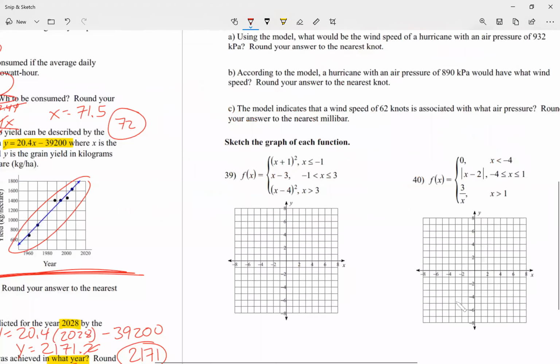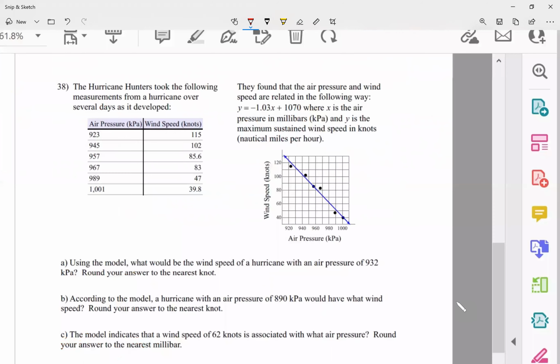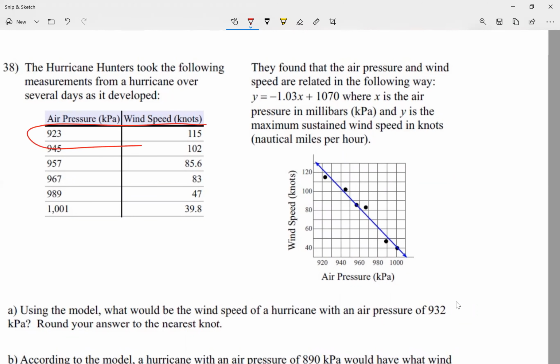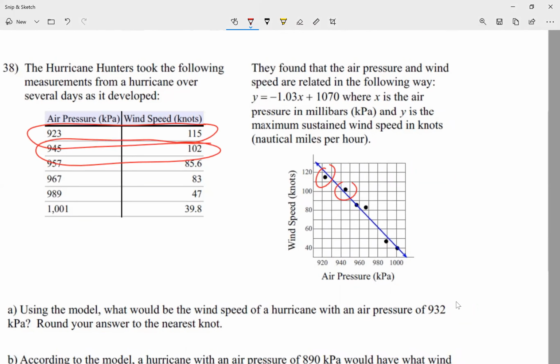All right, my last example for today, let's take a look at question number 38. The hurricane hunters took the following measurements from a hurricane over several days as it developed. Something about air pressure and wind speed, right? The wind speed we measured in knots. That's the measurement we use for the speed. And when it comes to air pressure, KPA, that's basically air pressure in millibars. So each piece of this information gave us a point on the graph. All right, again, there's my second point and so on.